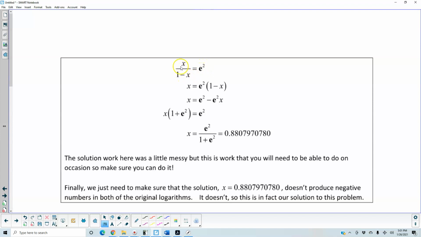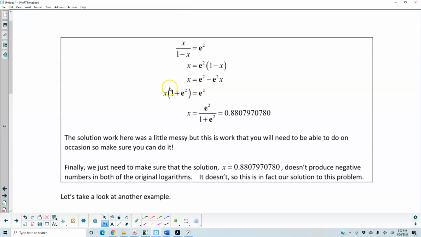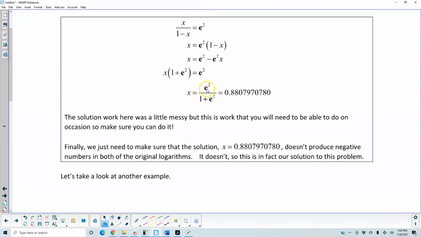And now we want to solve for x. So the first thing we want to do is multiply both sides by 1 minus x. So we get x, which is equal to e squared times 1 minus x. And then we distribute the e squared to both terms. So we get x equals e squared minus e squared x. Now since we want to solve for x, we're going to add this e squared x to the left side and then factor out the x. So we factor out the x, and what's left is x times 1 plus e squared, which is equal to e squared, and then divide by 1 plus e squared. So x is going to equal e squared over 1 plus e squared, which gives us that answer.